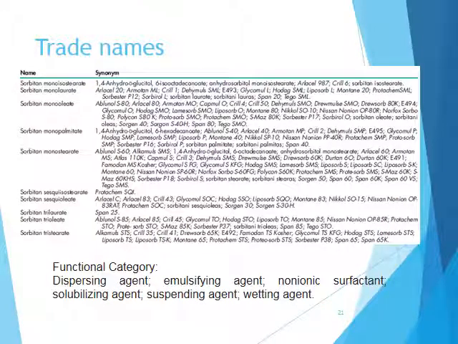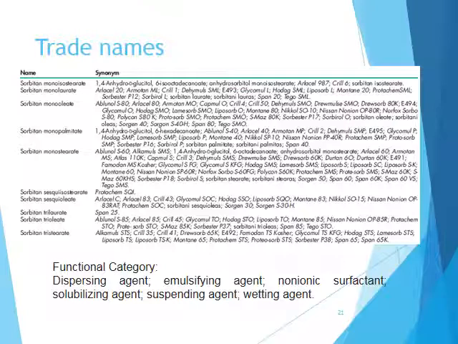This slide is showing the trade names of the different grades of spans. For example, we have sorbitan monolaurate, which is span 20 in this case. Sorbitan monooleate is span 80. Monopalmitate is span 40. Monostearate is span 60. So these are the most important grades of spans.